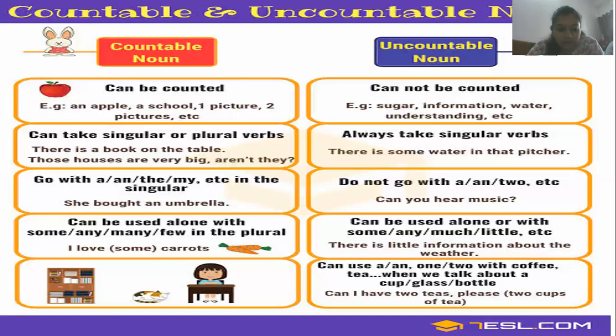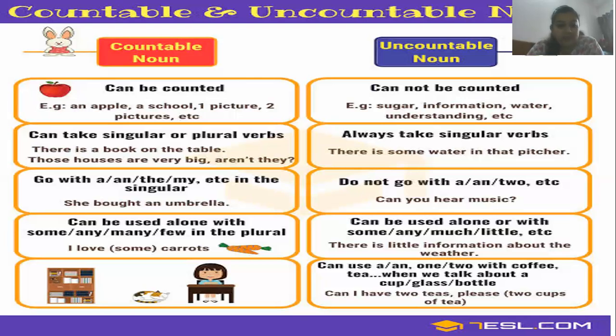Examples are also given. You can see, there is a book on the table, यानी कि टेबल पे एक बुक रखा है. कितना book? How many books? 1. Second example, those houses are very big, aren't they? Here the noun used is houses, which is in plural, कि बहुत सारे houses हैं. तो house को हम count कर सकते हैं numbers में, तो इसलिए उनके साथ में plural verb use हुआ है, are, क्योंकि we are talking about many houses, not only one.